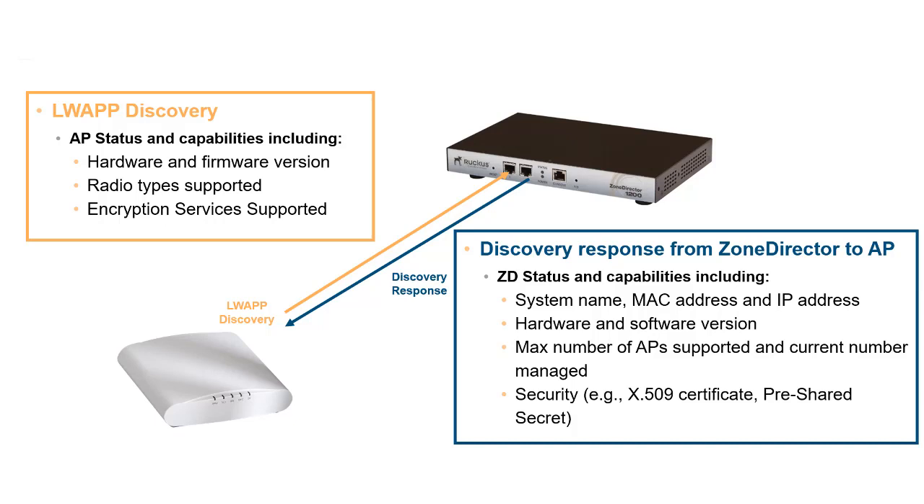So that's what registration is, but how do we get the access point to know where the ZoneDirector is so it can send that first LWAP discovery packet? There's a number of methods available to get that information to the access point, so let's look at those now.